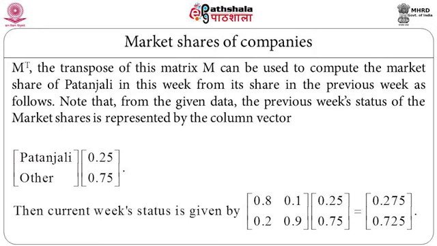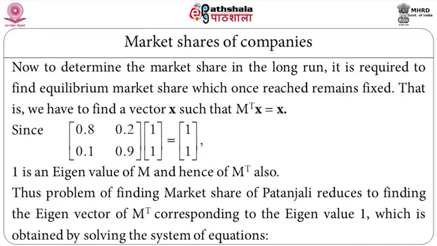Then the current week's status is given by what? You take this transition probability matrix and multiply by this initial share of market, and then you get the new share of market. This is what we got in our first table: 275 and 725, divided by 1000, will give you those probabilities. So, we get this, and now to determine the market share in the long run, it is required to find an equilibrium market share.